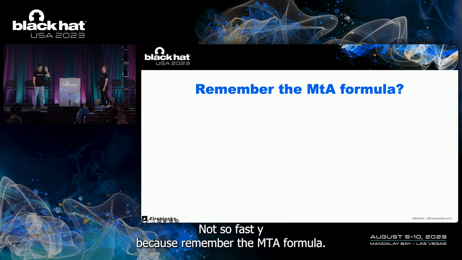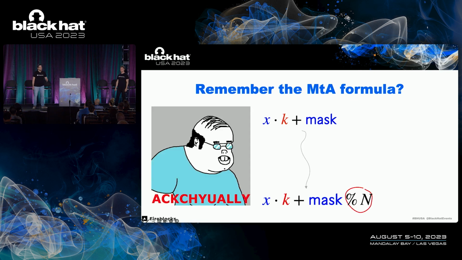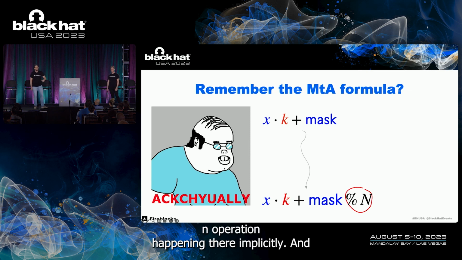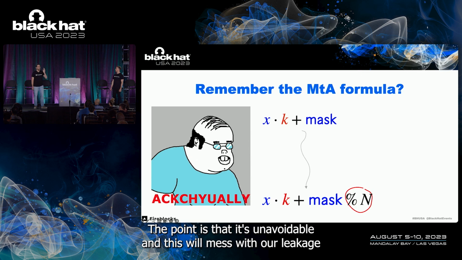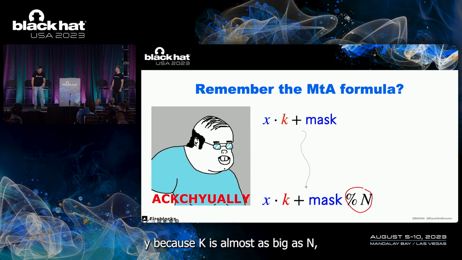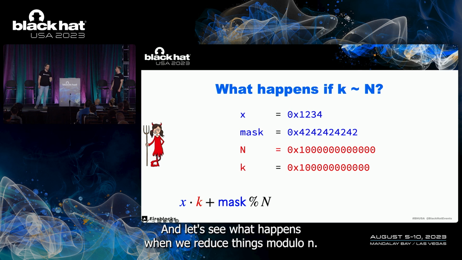Not so fast. Why? Because remember the MTA formula? This is the value that Alice decrypts during the MTA. There is a pesky modulo n operation happening there implicitly, and why it happens is not very important. The point is that it's unavoidable, and this will mess with our leakage. Why? Because k is almost as big as n. Let's see what happens when we reduce things modulo n.